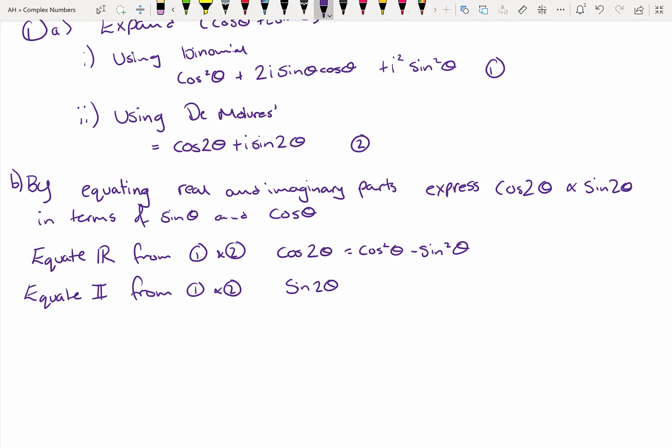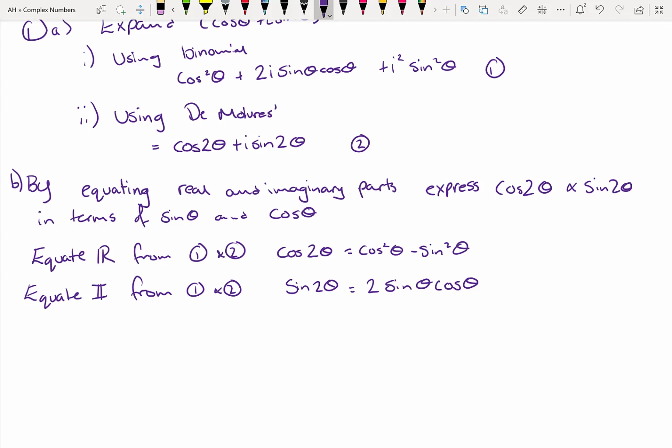Okay, and when we're asking you to equate your imaginary parts, the implication is that the i is there. So what we're interested in is the rest of it. We know it's imaginary, we know it's complex. What is the bit that's there? So we don't need to include the i. Sine 2 theta is equal to 2 sine theta cos theta. Okay, and that is the start of how we're going to look to do these.